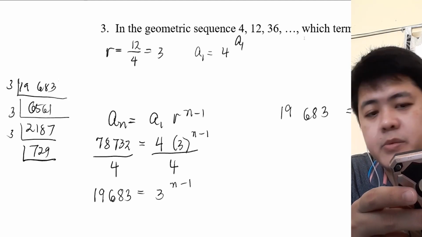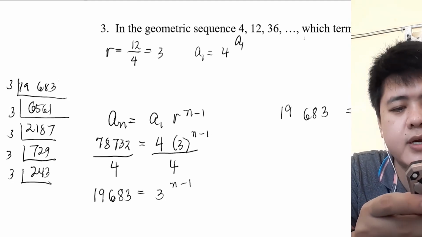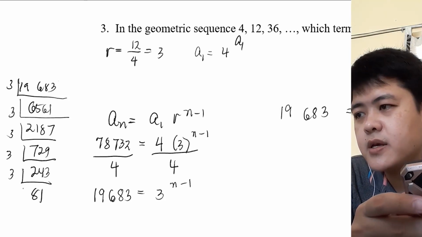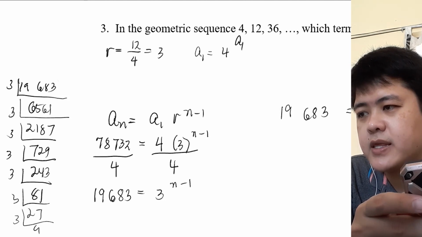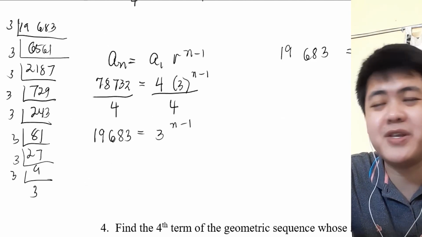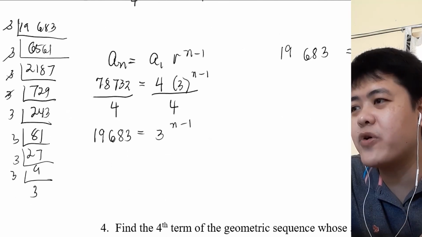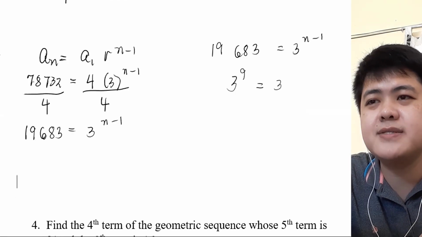729. Divide by 3 again. 243. Divide by 3 again. Is this divisible by 3 again? Yes. We have 81. Divide by 3, get 27. Divide by 3, we'll get 9. Divide by 3, we'll get 3. So let's count how many 3s there are. 1, 2, 3, 4, 5, 6, 7, 8, 9. So this is 3 raised to 9 equals 3 raised to n minus 1.